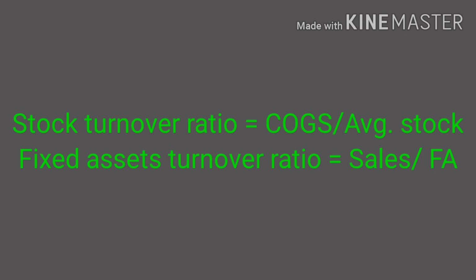Turnover means sales. So only for stock we are dividing the cost of goods sold, as we explained earlier in one problem, because of the matching concept. Because average stock is taken at cost price, we are taking the cost of goods sold. On all other turnover ratios, we are dividing sales by that particular item.